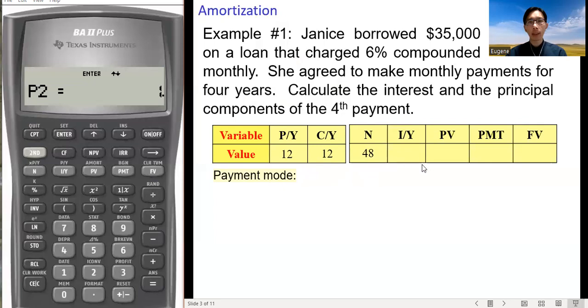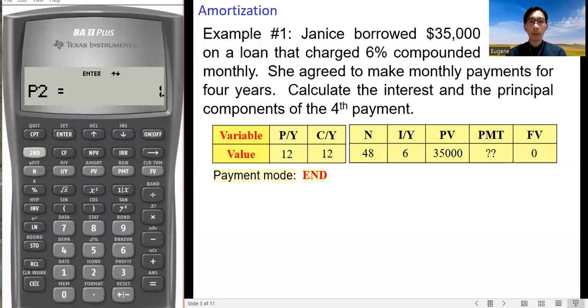IY, the nominal rate, 6%. PV is the amount of the loan, $35,000. And then we need to get the value of PMT. And FV is the outstanding balance of the loan at the end of the 4 years, which should be 0. For problems involving loans, the payments are made at the end of the payment interval. So the payment mode is END.